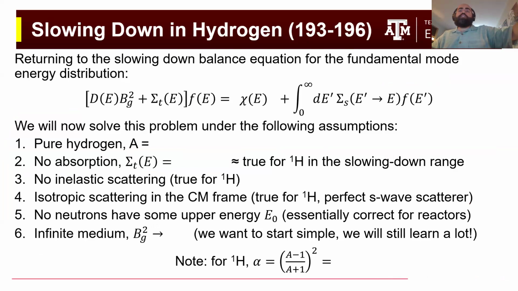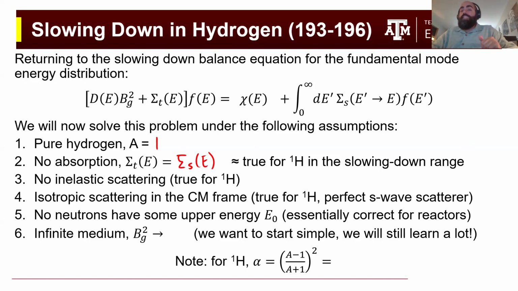analytically. And so now we can approach this for a simple case, and look at what the slowing down distribution is going to look like for an infinite medium of hydrogen. If it's pure hydrogen, then the ratio of the nucleus mass to the neutron mass is basically one. For hydrogen in the slowing down range, it's basically a perfect scatterer. That means the sigma total is basically just the scattering cross section. It has basically no absorption cross section.